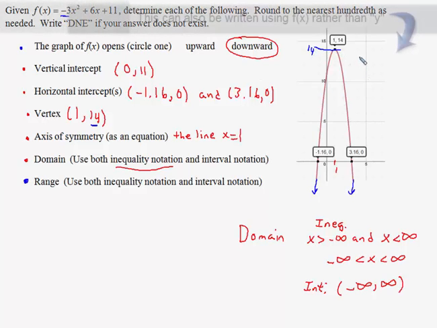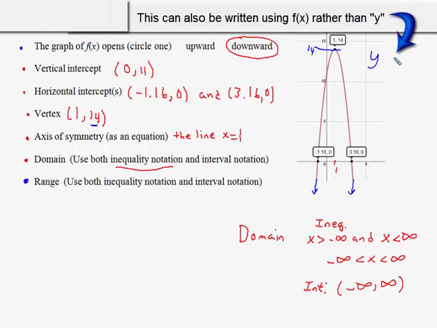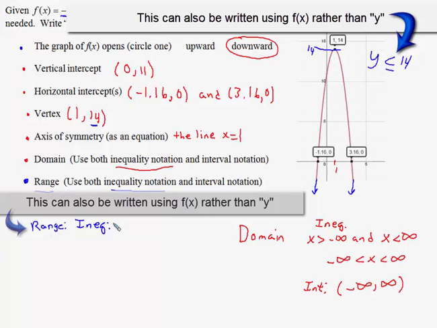So my range is that my y values are less than 14. And I should include 14 because remember that's part of the range. In fact, 1 is in my domain, and we plugged 1 in earlier in the video, we got out 14. So the parabola actually takes on that point. So we should include the 14. So my range in inequality notation would be simply that our y values are less than or equal to 14.